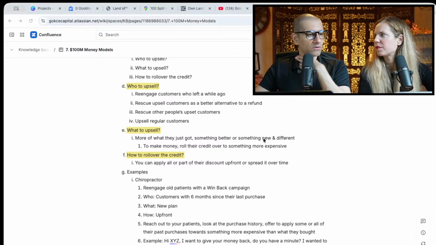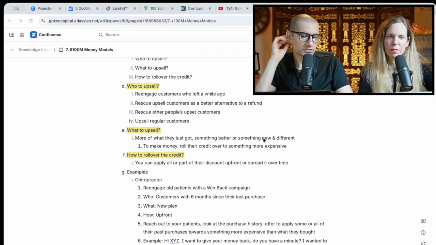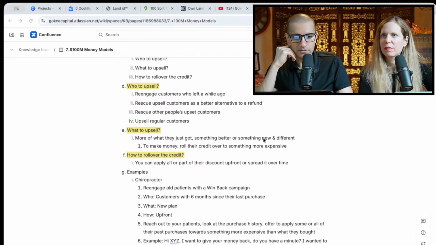So the next is rescue upsell customers as a better alternative to a refund. So if someone says, oh, I'm not happy with your service, they're complaining, and we say, well, we have a better version of the product. You paid $500 for this, and we have a better version for $2,500. Here's what I'll do: I will roll it over to the $2,500 product, and on top of that, I'll throw in a free t-shirt or whatever, like in his gym business. So saving, a better alternative to a refund.